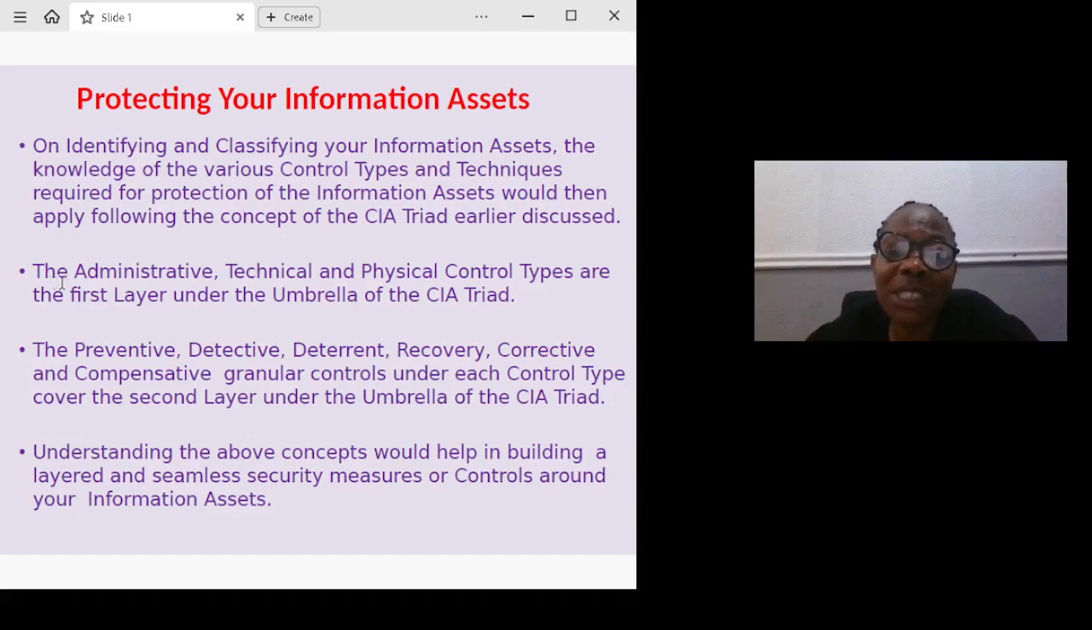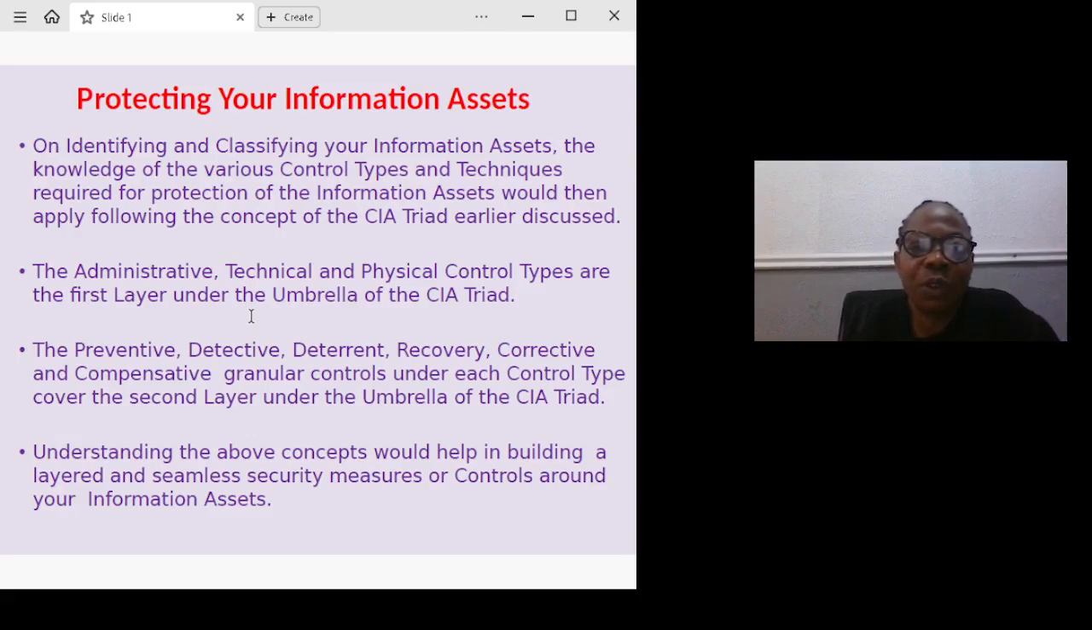So I put it here that the administrative, technical, and physical control types are the first layer under the umbrella of the CIA triad. That is the first layer you will see there because they are categorized. Now, I will tell you why they are categorized and why they have to be there. After that middle layer underneath the umbrella, you can now talk about the handle side of the umbrella. That's where you have all the measures of control.